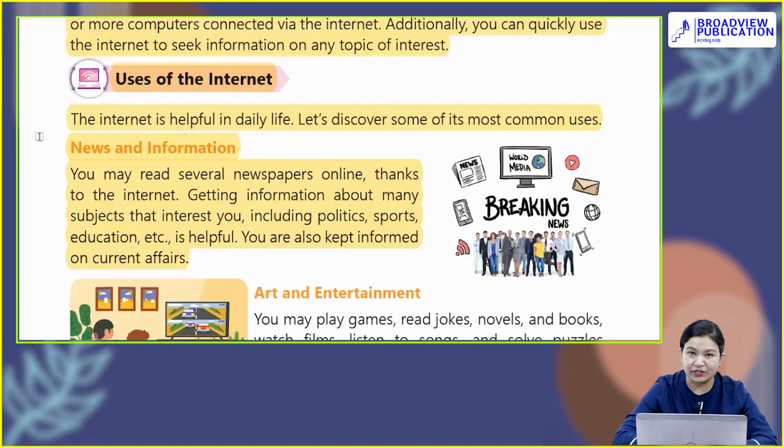So you get updated about the happenings in society, in cricket, in sports and in many things. Like if you like sports, you will get the information about the sports. If you like politics, education, etc., you can get information on those topics.